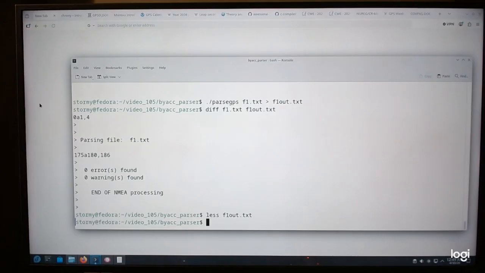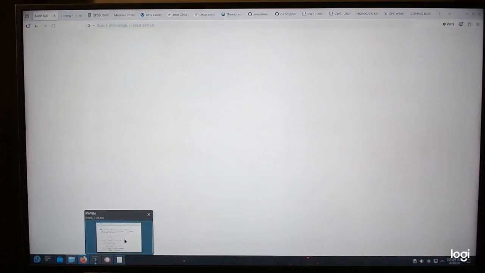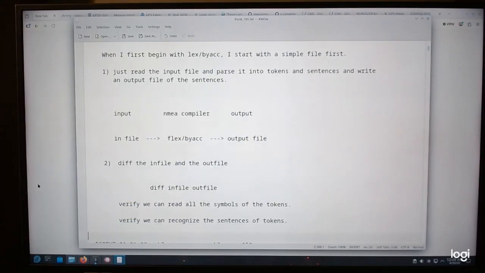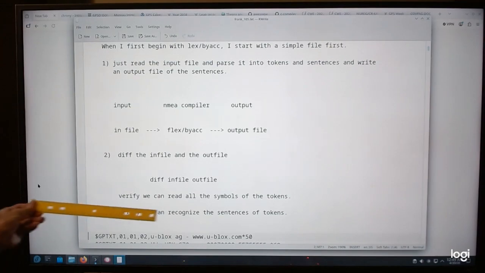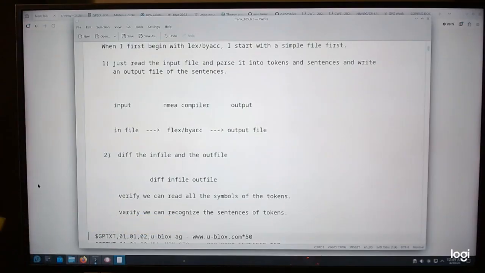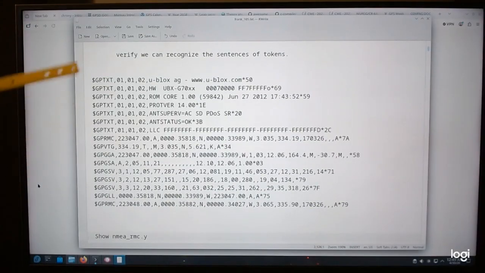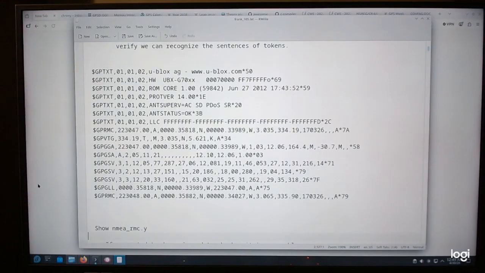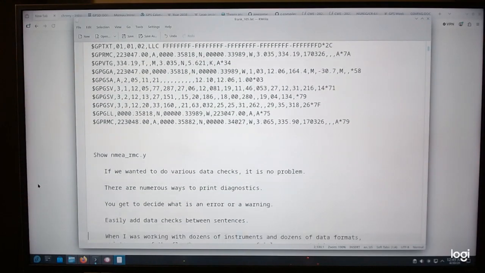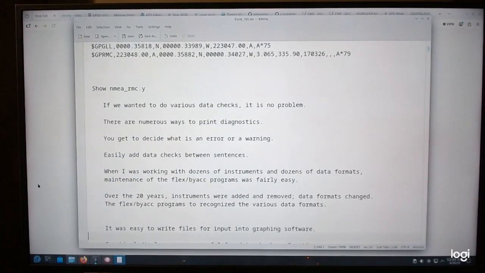So let me get back to my notes. Yeah, I want to verify that it can read all the symbols, recognize all the sentences. Yeah, let's get a simple file first. Now if we want to do the simple file, I mean, if there are no errors in the input, there's no problems.